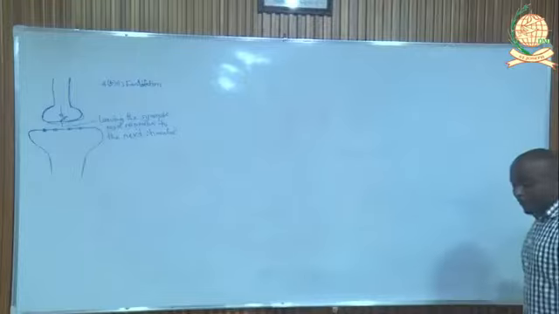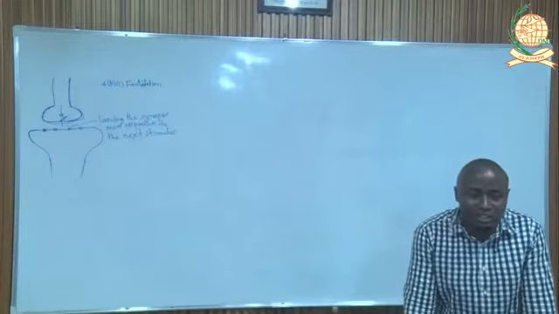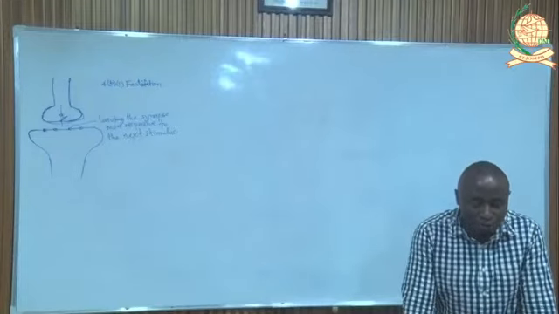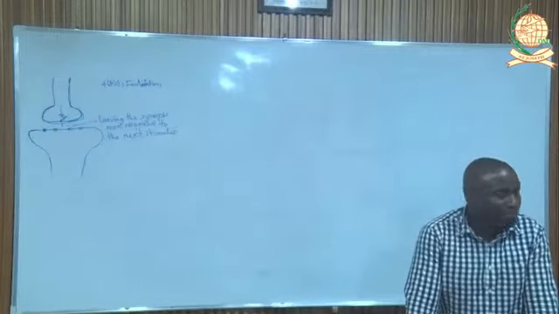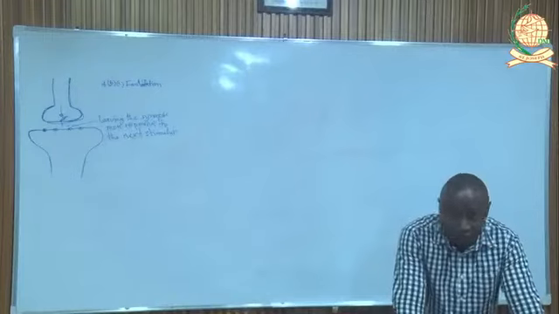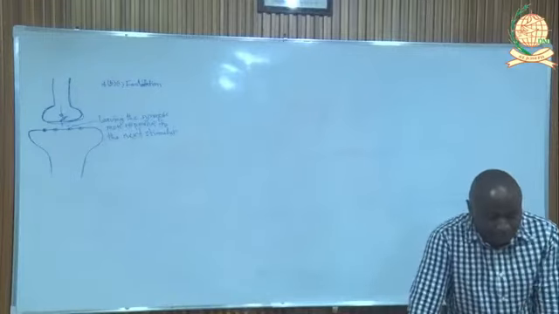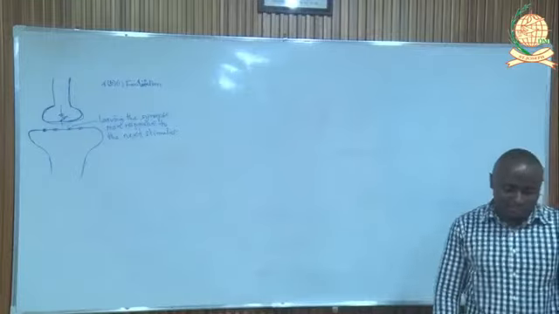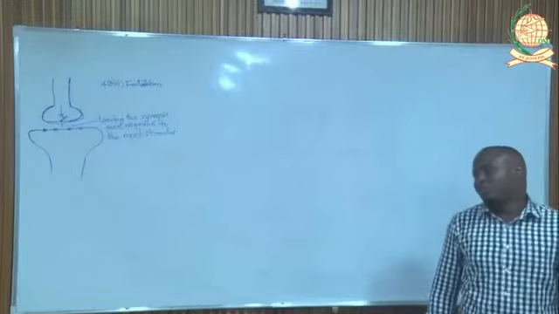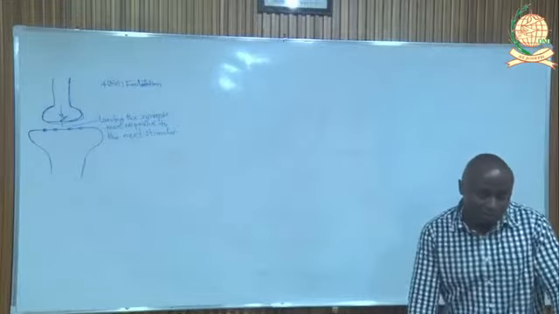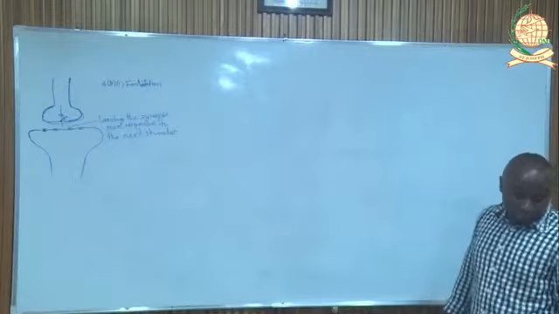For example, in rods the outer surface is rod-shaped, but for the cones the outer surface is cone-shaped. That is the first difference between them. The other differences include that rods are more numerous than cones, usually approximately 120 million rods, but the cones are fewer than rods, approximately 6 million.